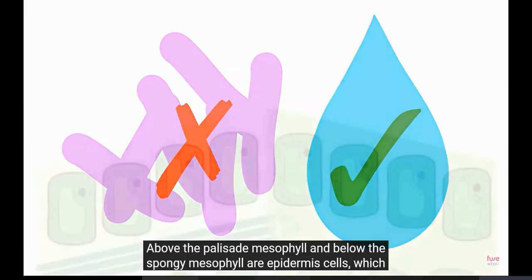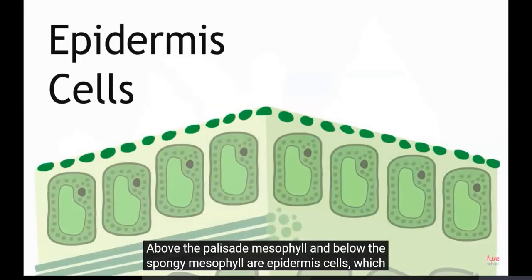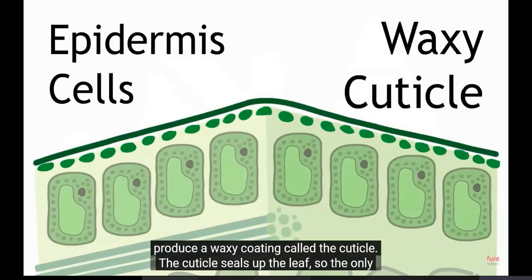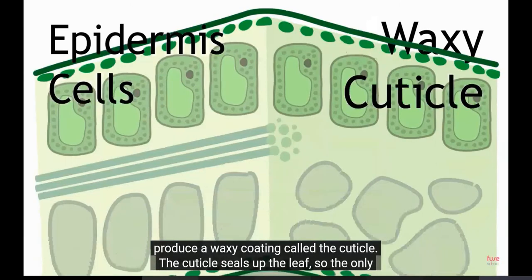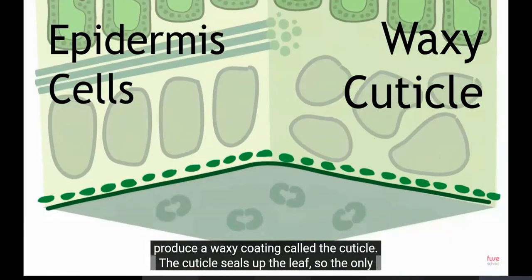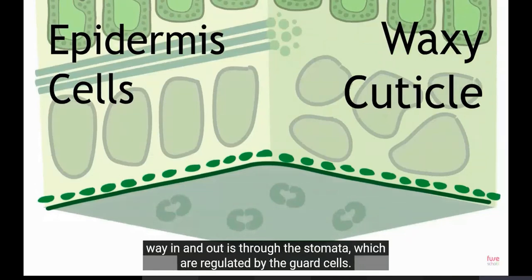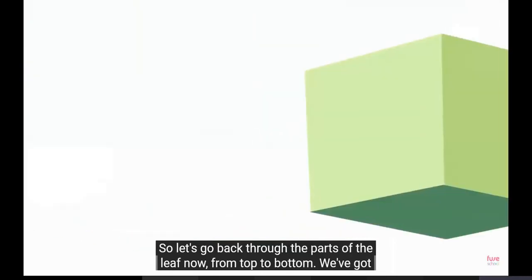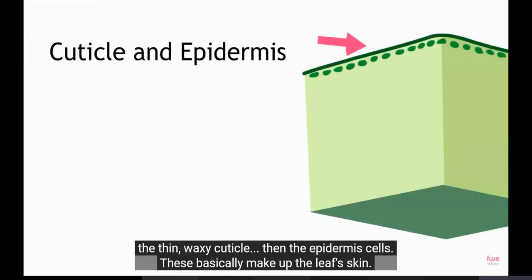Above the palisade mesophyll and below the spongy mesophyll are epidermis cells, which produce a waxy coating called the cuticle. The cuticle seals up the leaf so that the only way in and out is through the stomata, which are regulated by those guard cells. Now let's go back through the parts of a leaf, from top to bottom. We've got the thin waxy cuticle, then the epidermis cells. These basically make up the leaf's skin.